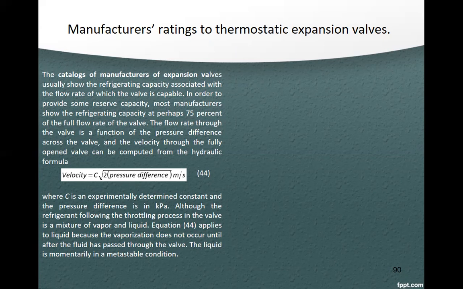the velocity through the fully open valve can be computed from the hydraulic formula. So the velocity is equal to C times square root of 2 times the pressure difference in meter per second, where C is an experimentally determined constant and the pressure difference is in kilopascal. Although the refrigerant following the throttling process in the valve is a mixture of vapor and liquid, equation 44 applies to liquid because the vaporization doesn't occur until after the fluid has passed through the valve. The liquid is momentarily in a metastable condition.